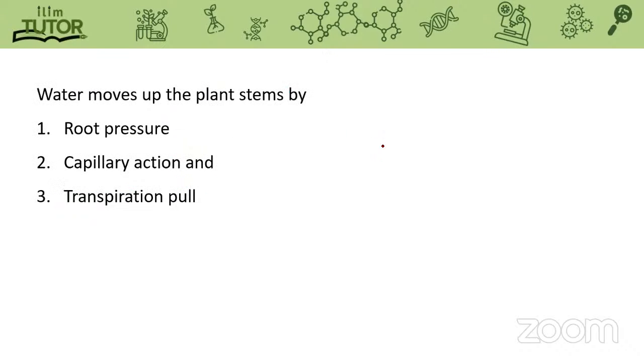So in terms of transport of water and mineral salts, there are three things we need to hone in on. First of all is what we call root pressure. Second is capillary action. And third is transpiration pull. All these three factors or concepts that we're going to talk about are things that are associated with the transport of water and mineral salts via the xylem.